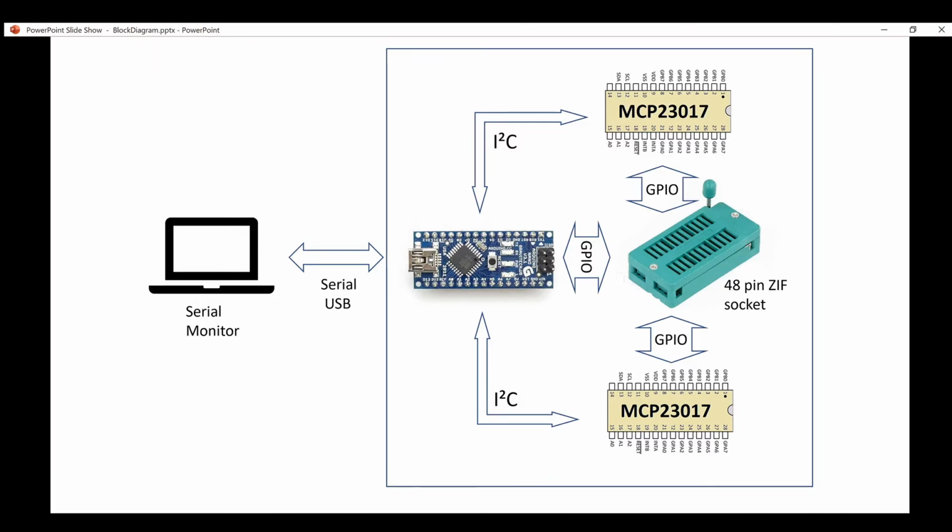This diagram here hopefully gives us a better idea what's going on on the PCB. We've got a ZIF socket, and the pins on the ZIF socket are connected back to GPIO pins on either the Arduino Nano or the GPIO extender chips. I've used MCP23017s, but you could use something else. Those extenders are driven using the I2C interface off the Nano, and the Nano exposes a user interface over the serial monitor back to a PC where you can interact with what's going on on the Arduino.